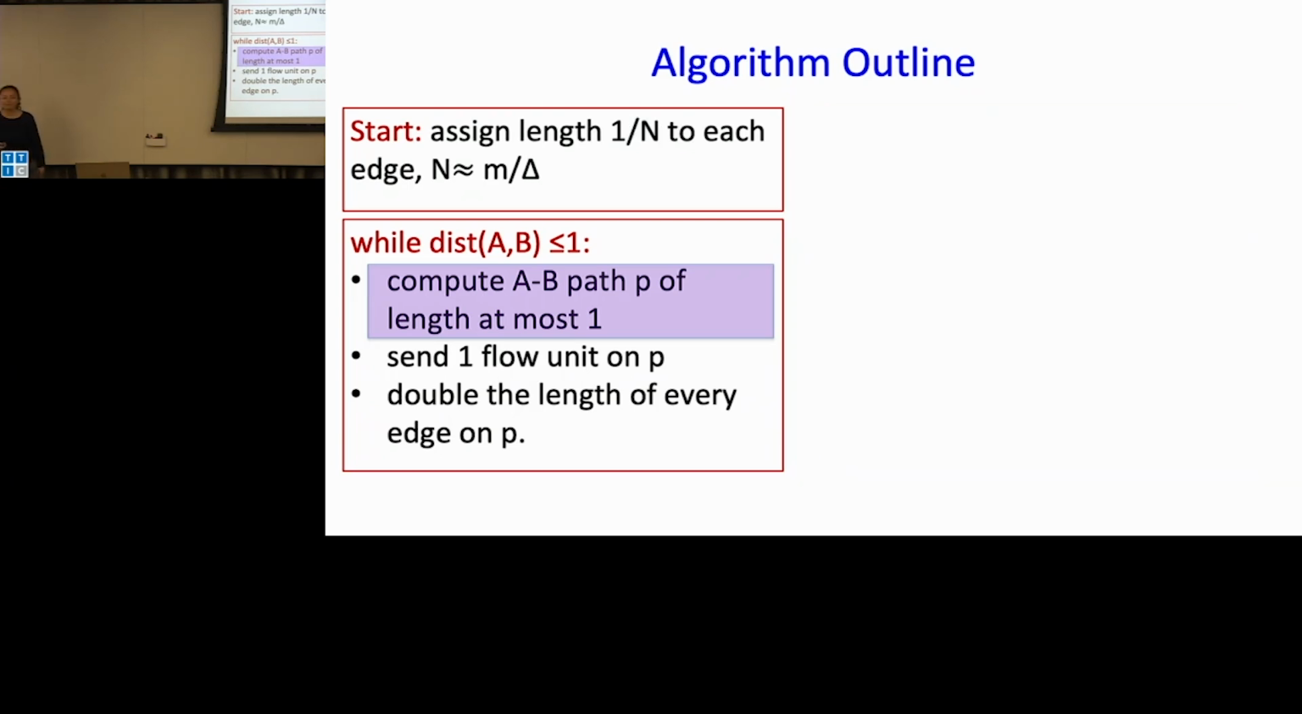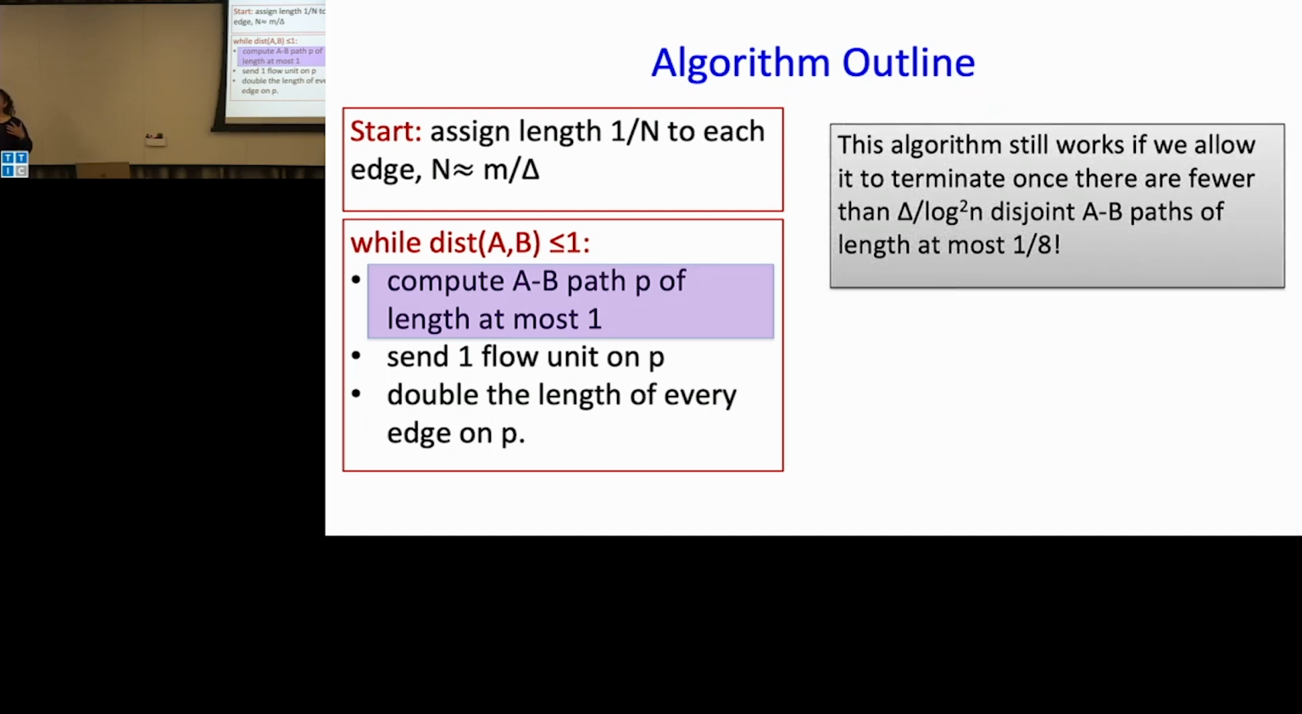And actually, I'm going to tell you immediately what is the small tweak of this multiplicative weight update framework. Currently, the algorithm says you are allowed to stop if there is no path connecting A to B that is short. We say, no, it's okay to stop the algorithm earlier. If at any time you realize that the largest number of disjoint and short A to B paths becomes small, you can stop. And small here is less than delta over log squared n, and short is not 1, it's like 1/8. So even if you stop at this point, you're still fine and the whole analysis goes through.